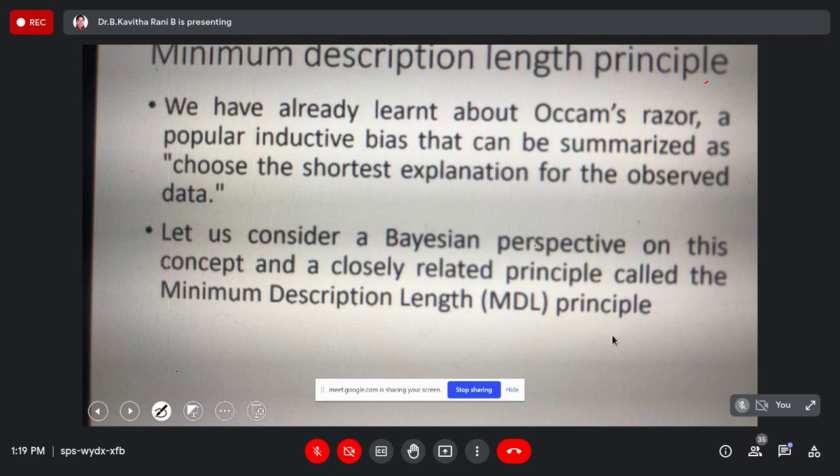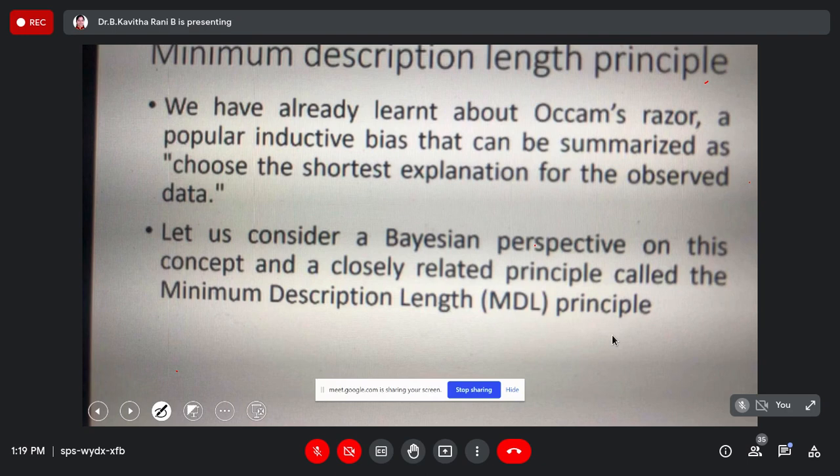So we will be using different types of assumptions to different types of data. Okay, so what we are doing here, we are biasing the data here to get the shorter one. Okay, so to Occam's razor we are attaching inductive bias.